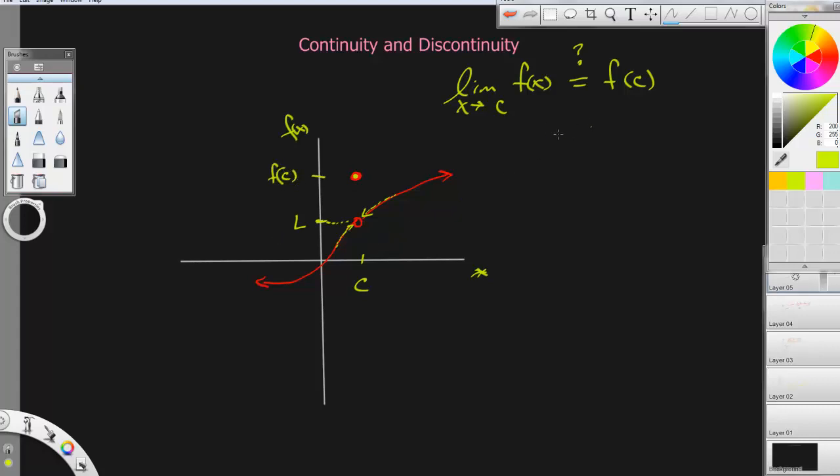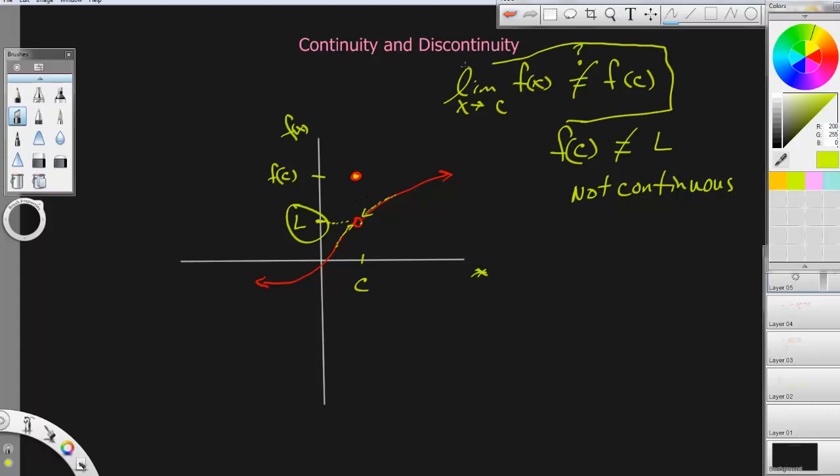And so f of c is not equal to L. So this thing is not continuous. Remember, we're worried about the definition of continuity here. This thing does have a limit. That is the limit right there, whatever that is. This is the function evaluated at point c, but they're not equal. This is the definition, the proof, that it is not continuous.